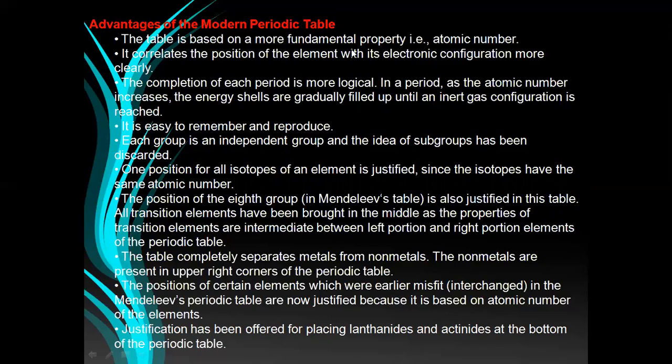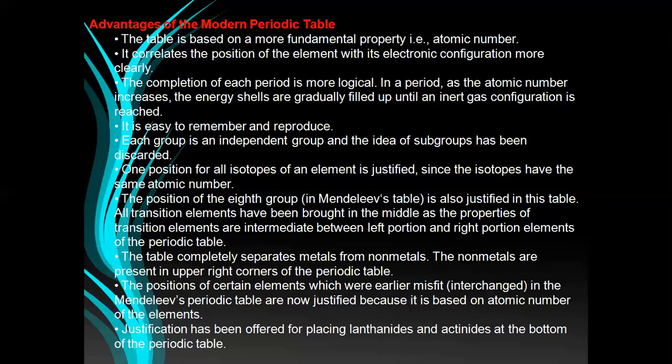The next one is that the completion of each period is more logical. The period is completed because the elements are arranged in increasing atomic number. Hydrogen is 1 and helium's atomic number is 2. Next, lithium's atomic number is 3, beryllium's is 4, and boron's is 5. So the elements are arranged in increasing atomic number.